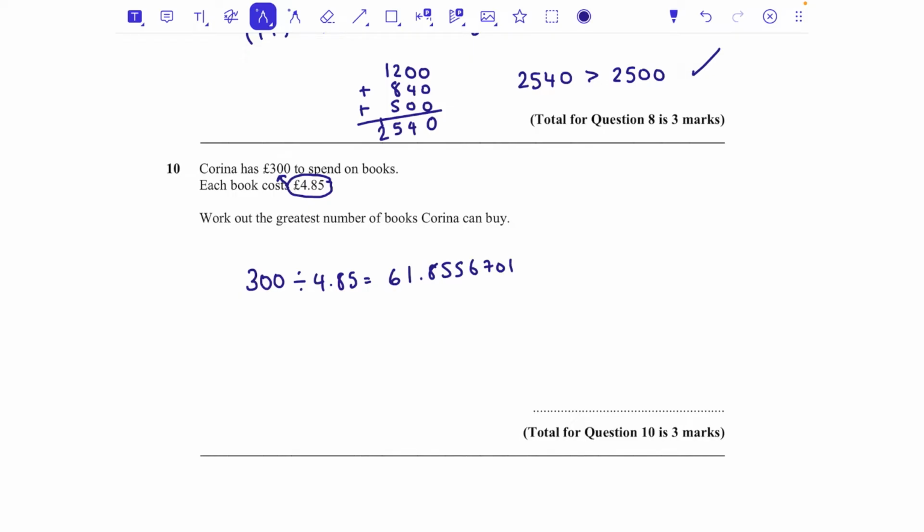and that gives me an answer of 61.855670. Now, yes, that does round up, but I can't walk into a shop and say, I've not quite got enough money, can you just round it up and give me 62 books? So we're going to have to round down because I haven't got enough money to buy 62 books. I've only got enough money to buy 61 books. So the greatest number of books Karina can buy is going to be 61, and you do need to write a whole number there. You can't buy 0.8 of a book.